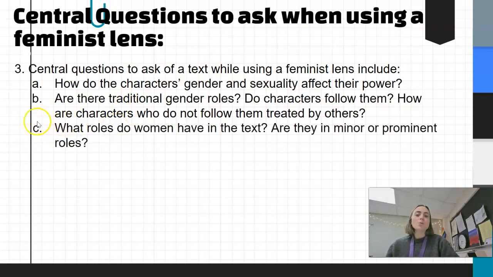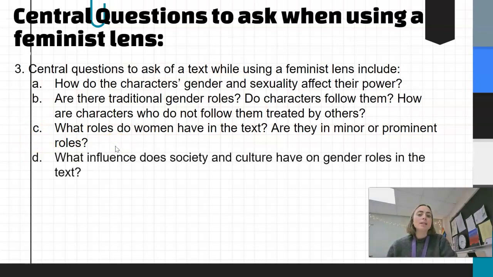Third question, what roles do women have in the text? Are they minor or prominent roles? We only really have one woman who's in the book. What kind of roles does she have? How is she defined? Is she a main character or is she kind of a side character that's not very important?